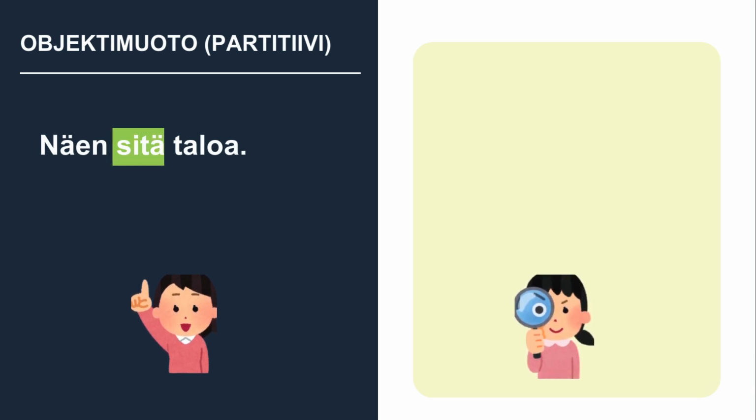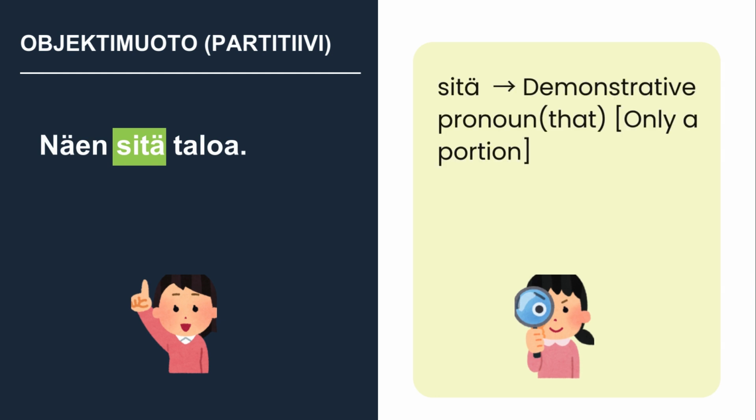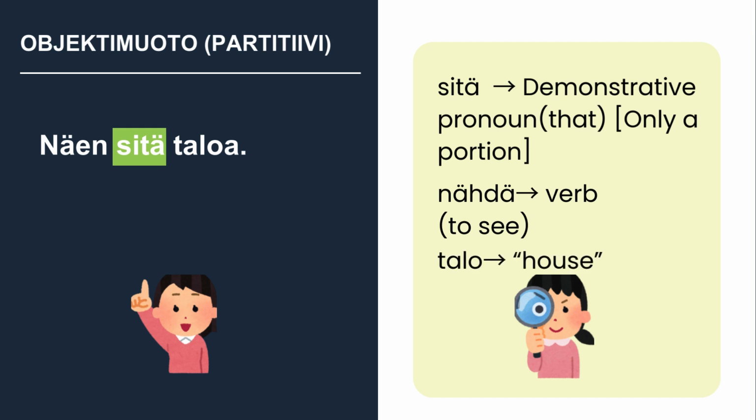Näen sitä taloa. Here, sitä is a demonstrative pronoun which means that. Näen comes from the verb nähdä means to see. Talo means house. Näen sitä taloa means I see part of that house. So, in order to refer to a portion of the house, we use a partitive form. Sitä.